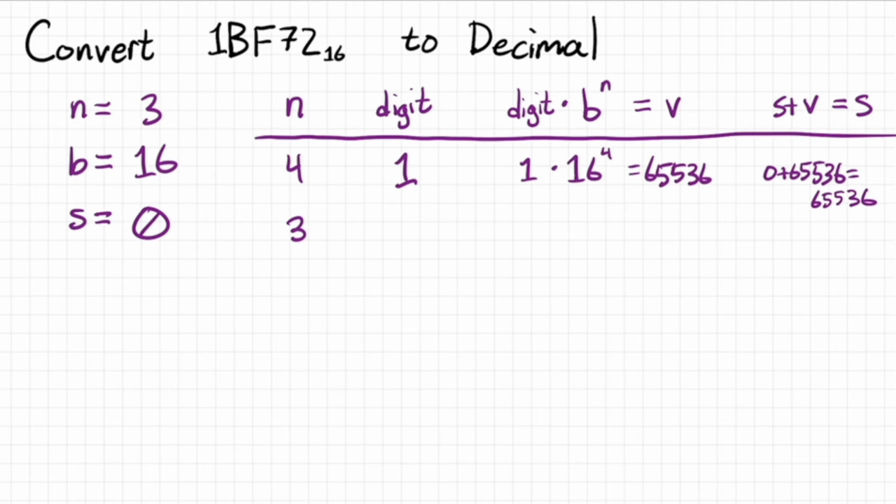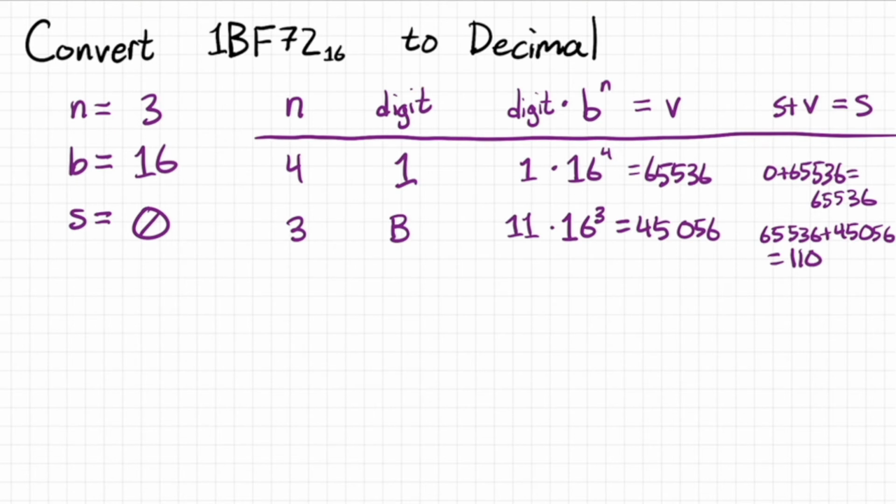We then decrement N by 1 and use that as our new power to raise the base to. Our next digit is B, which is really going to be 11, because we need to convert that to a decimal number to do our math. And we're going to raise 16 to the power of 3, which will give us 45,056. And we are going to add 65,536 plus 45,056, which will give us 110,592.